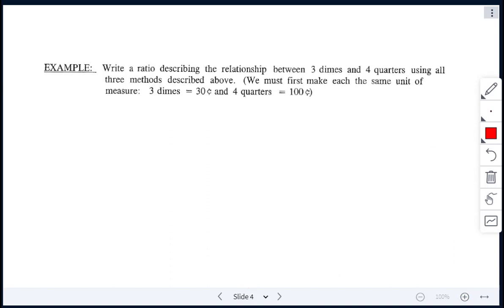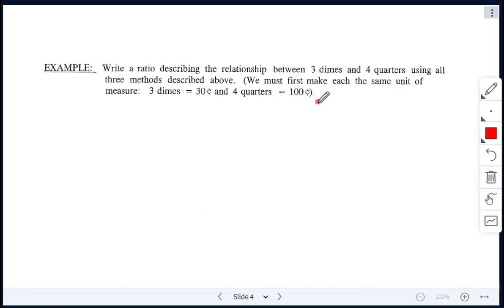Right, let's take a look at this example. Write a ratio describing the relationship between 3 dimes and 4 quarters using all 3 methods that we described above. But first, before we can do that, we have to make sure that all the units of measure are the same. So we have to make sure that we write them into cents. So we are going to make sure it's all in cents. All right, so 30 cents and then 100 cents.